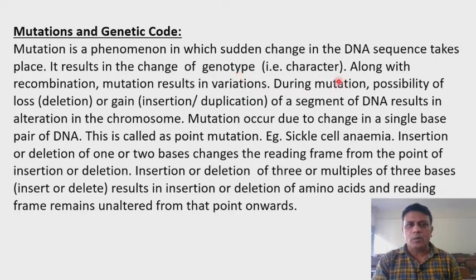Then along with recombination. Recombination means two different parts of DNA join with each other to form a new type of DNA. Such DNA is called recombinant DNA and the process is called recombination. So along with recombination, mutation results in variations. Variations means the differences between the parents and their offspring, or the differences between offspring or organisms, caused due to mutation.